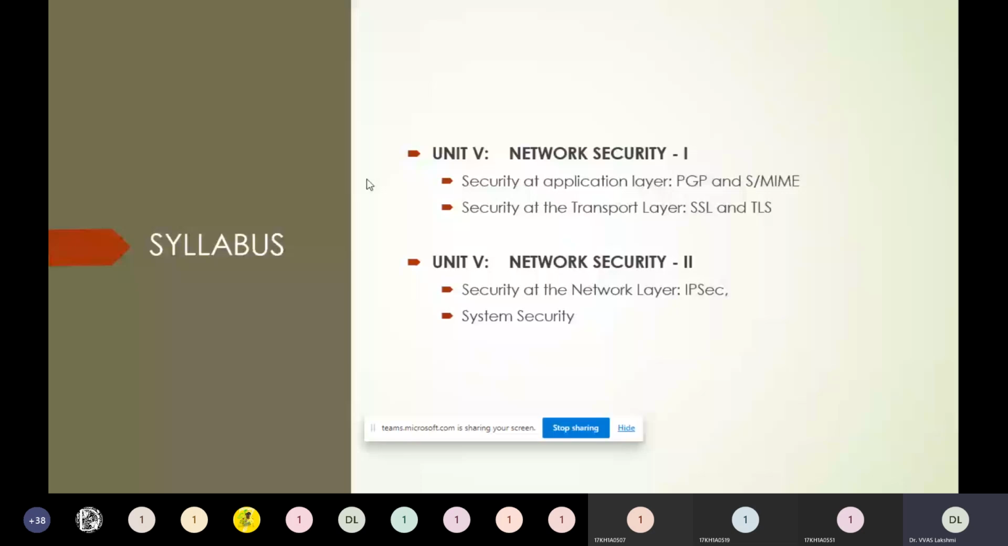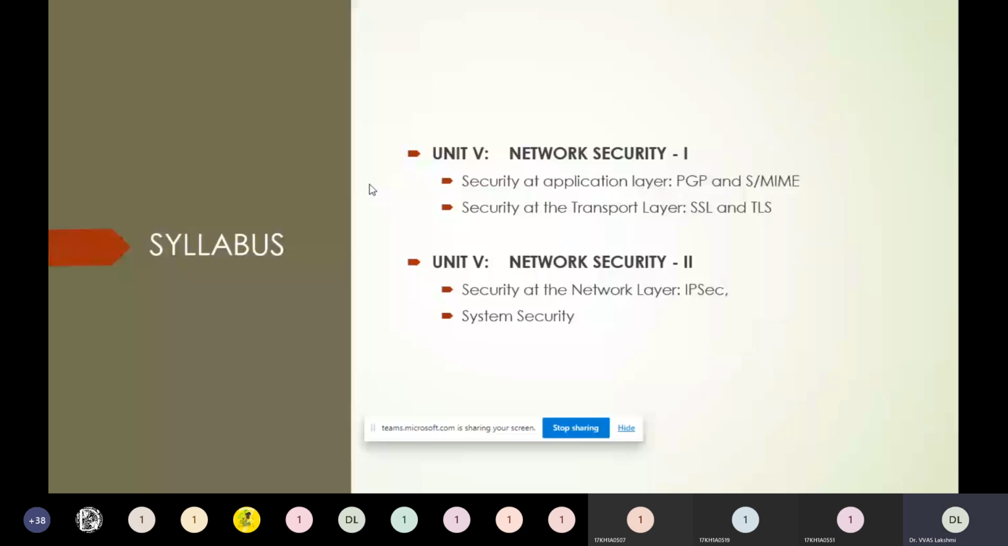And the next one, the sixth unit. Here we are going to learn network security at level 2, which is maintained at the network layer, as well as total system security, how we are going to maintain system security. Here all the syllabus is completed in 6 units.